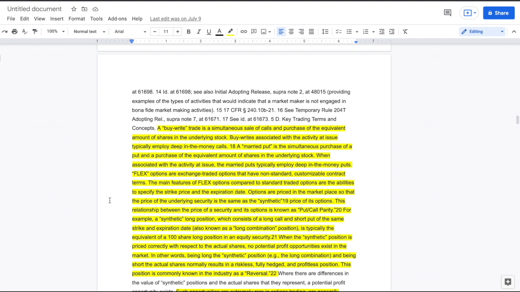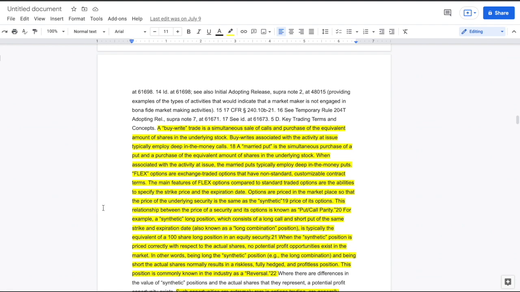For example, a synthetic long position, which consists of a long call and a short put in the same strike and expiration date, is typically the equivalent of a 100-share long position in an equity security when the synthetic position is priced correctly with respect to the actual shares. No potential profit opportunities exist in the market. In other words, being long the synthetic position and being short the actual shares normally results in a riskless, fully hedged, and profitless position. This position is commonly known in the industry as a reversal.